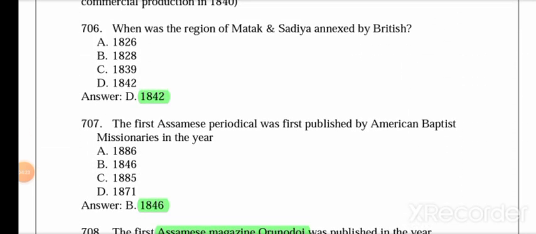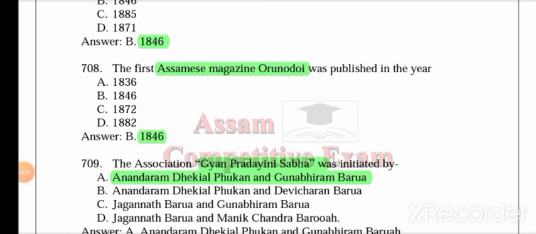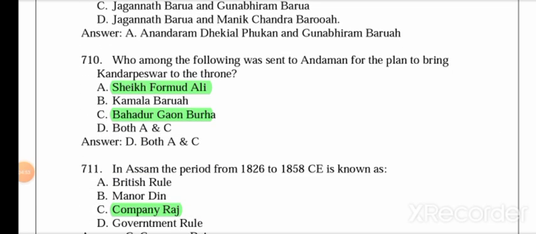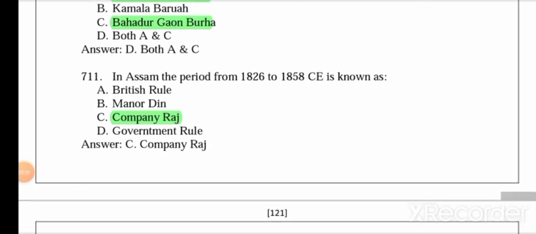When was the region of Matak and Nadia annexed by British? It was in 1842. The first Assamese periodical was published by American Baptist missionaries in the year 1846. Assamese magazine Arunodoi was published in the year 1846. Same. The association Gyan Pradayini Sabha was initiated by Anandaram Dhekial Phukan and Gunabhiram Barua. Who among the following was sent to Andaman for the plan to bring Kandarpeshwar to the throne? It was Sheikh Farmud Ali and Bahadur Gaon Burha.